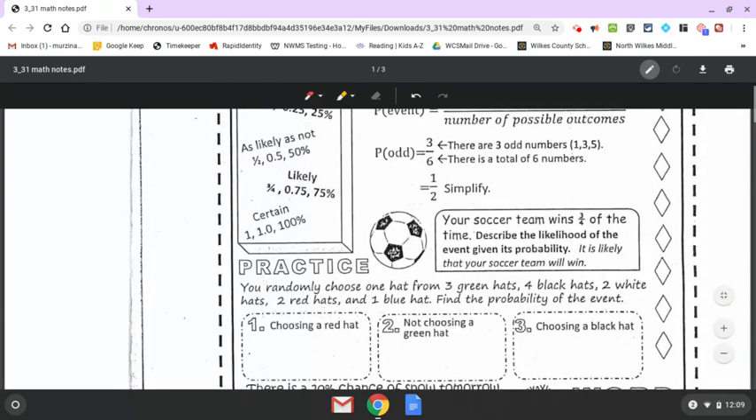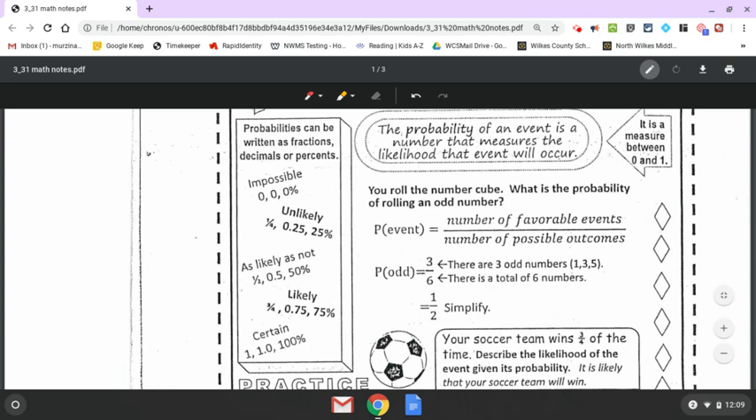Okay? So if we take a look right up here, we're talking about probabilities can be written as fractions, decimals, or percents. And we've had quite a bit of practice of taking fractions, turning them into percents from a decimal. And we'll do just a little bit more of that. I think there's some more practice, especially when we get into the Khan Academy assignments. Okay? But I want you to focus on these terms right here. The ones that are in the little box over to the left-hand side.